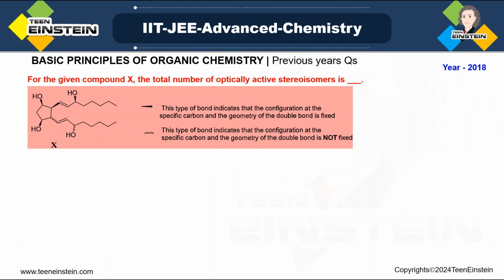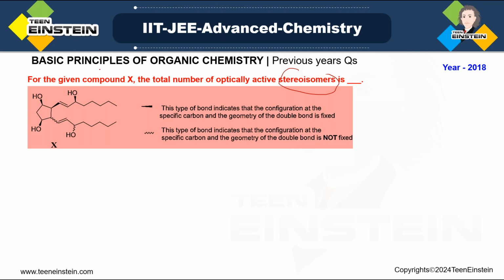For the given compound X, here we have a structure given. You have to find the total number of optically active stereoisomers. Not just stereoisomers, they have to be optically active, because the mere presence of a chiral center doesn't make the molecule optically active. In meso compounds also there is a chiral center, but it is not optically active because of the presence of a sigma plane. So you have to be careful whether it is actually optically active or not.